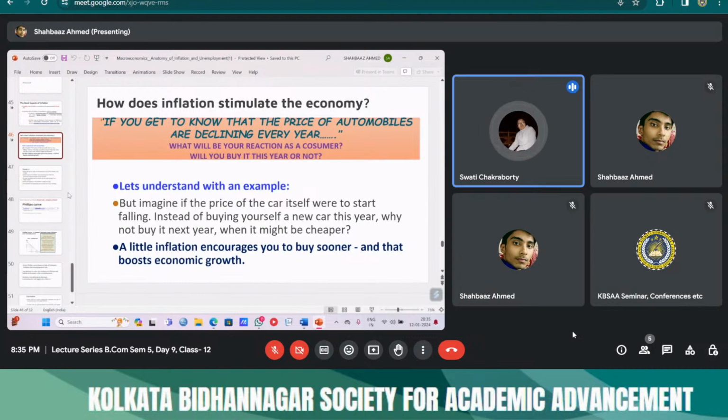If we know the price is going down, we say okay, let's buy it later, though we know the price is high now but it will be lesser. So a little inflation is good, but not high inflation. Okay, can we go to the next slide, please?